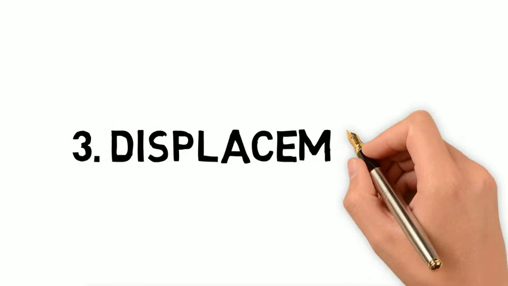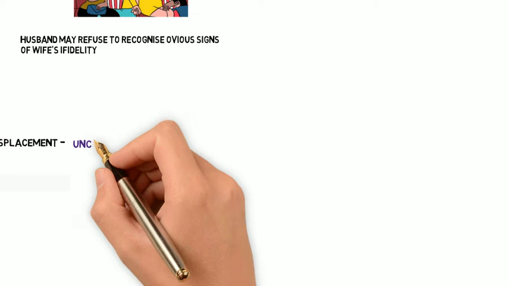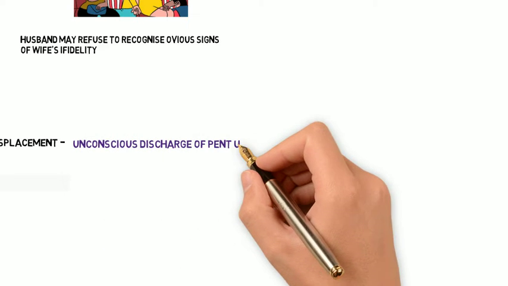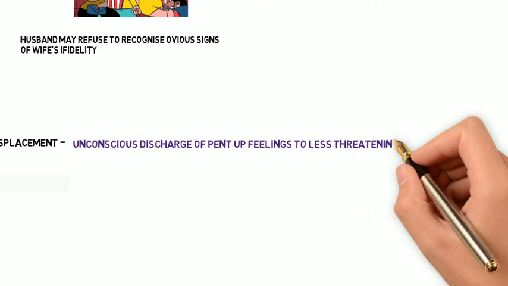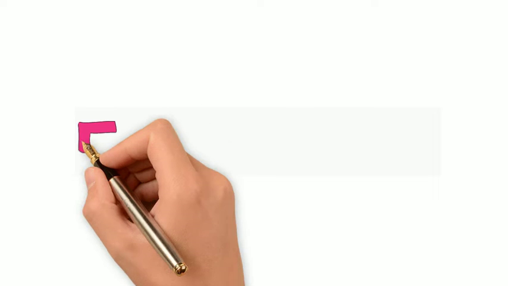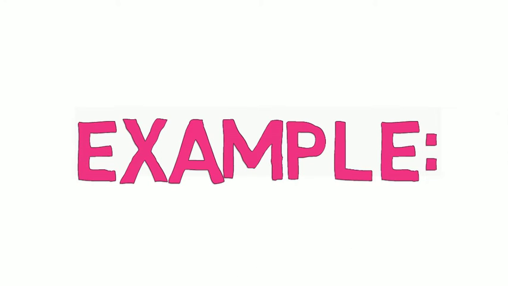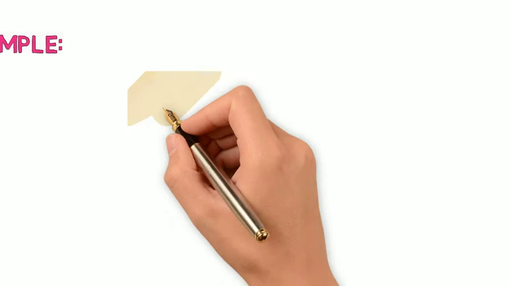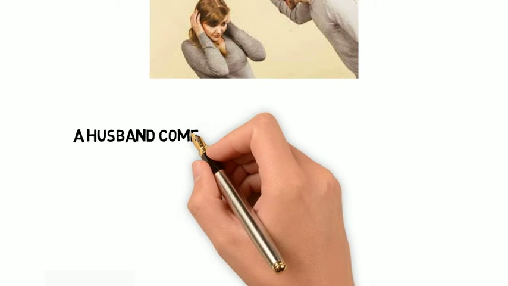Our next defense mechanism is displacement. It means unconscious discharge of pent-up feelings onto a less threatening object. Example: here is an example of a husband who comes home after a bad day at work and yells at his wife.